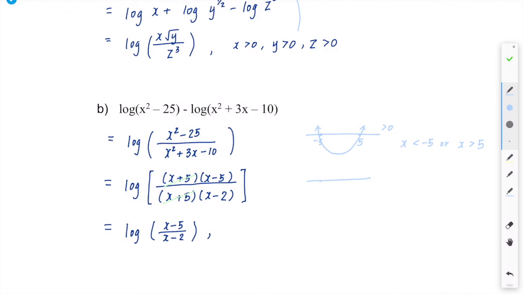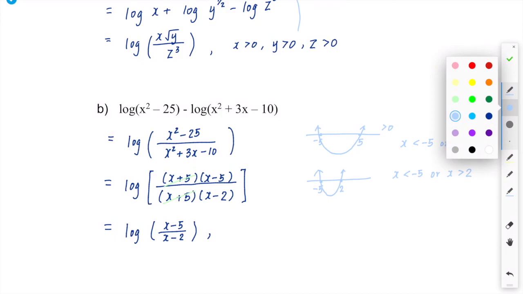If we look at the second expression, we do something similar. So one of the zeros, because the factored form says x plus 5, would be negative 5. And then I have x minus 2, so 2 would be another one. This is also a positive x squared, so the parabola also looks like that. And that means in this case, x must be less than negative 5 or x must be greater than 2.